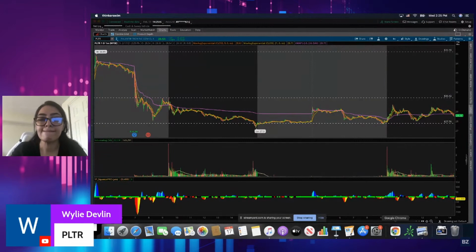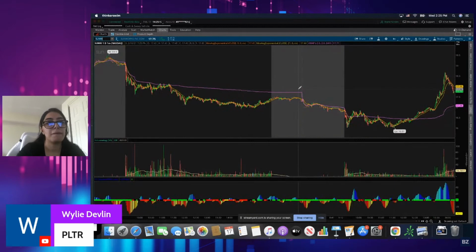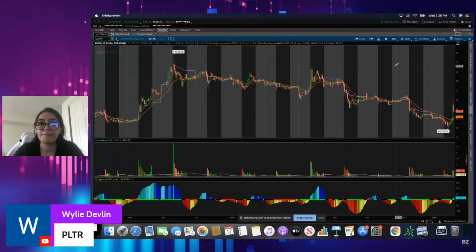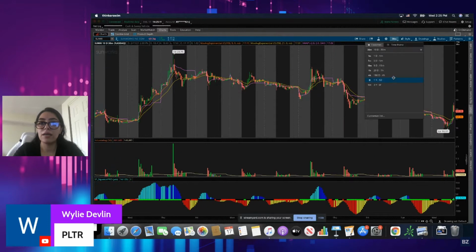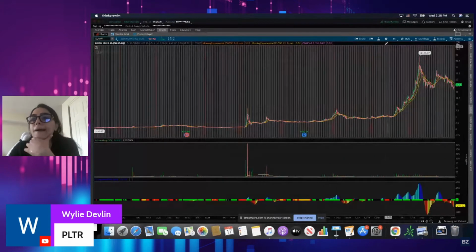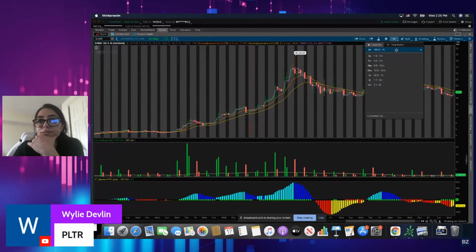All right, let's get into another one here. I'm seeing SUNW mentioned that there was a pullback in the last 2 days. So can you take a look at SUNW? All right, so let's take a look here. I'm going to look at the higher time frame first.